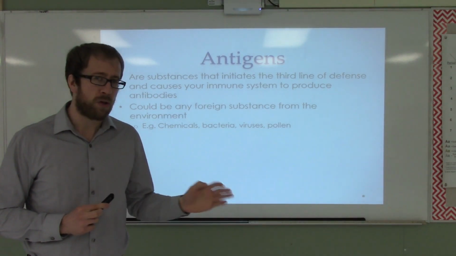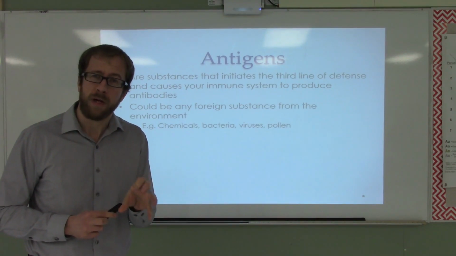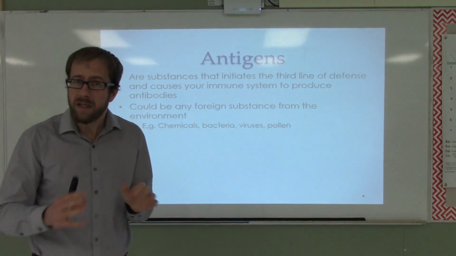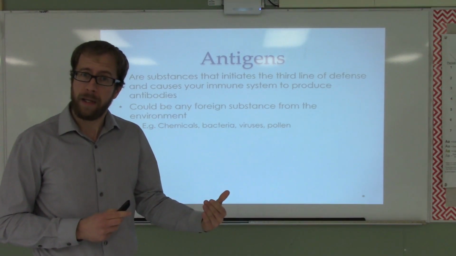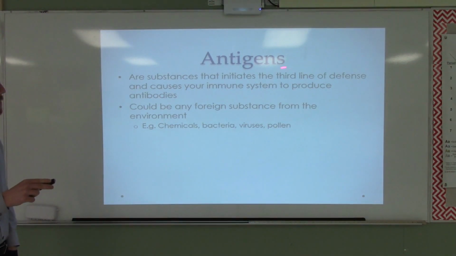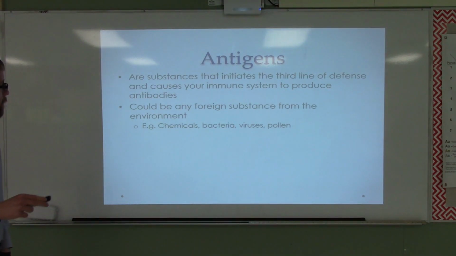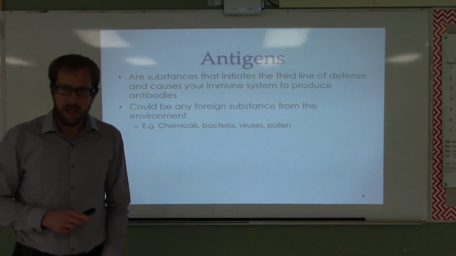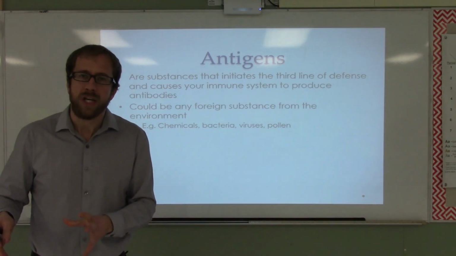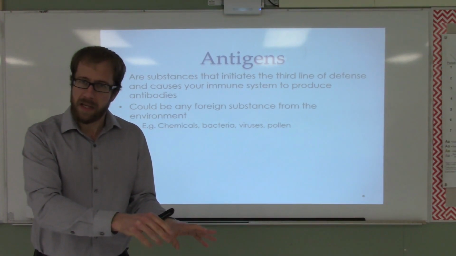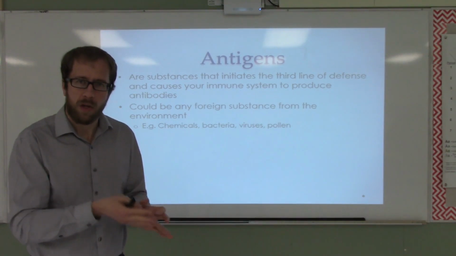But before we go into the third line of defense, let's talk about, very briefly, antigens versus antibodies yet again. You should have a basic understanding from blood, but we're going to go into a little bit more detail here. Antigens are substances that initiate the third line of defense and cause your immune system to produce antibodies. This can be any foreign substance from the environment. So in essence, an antigen is something your immune system can recognize. Right? That's all it is. It's something your immune system can recognize.